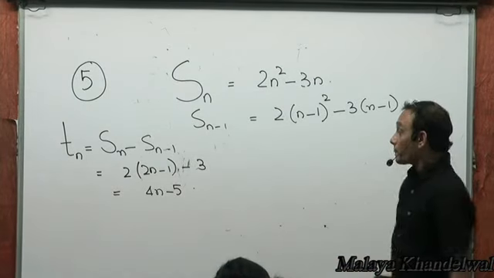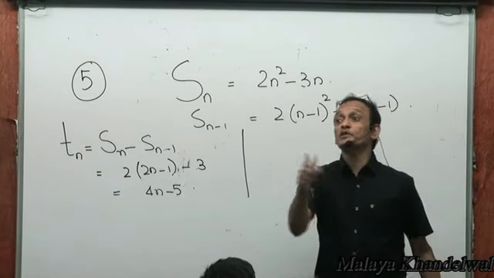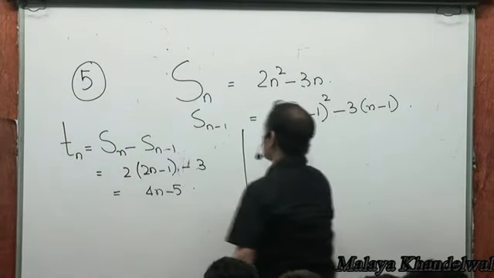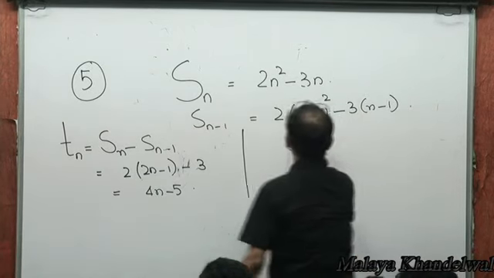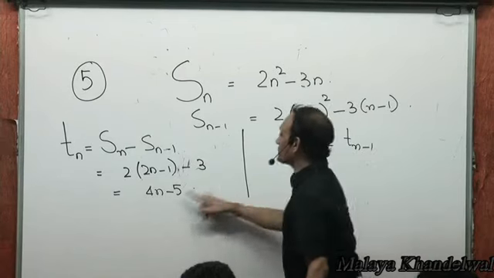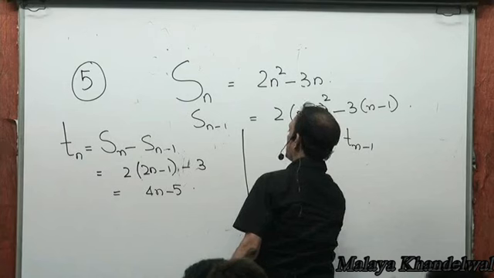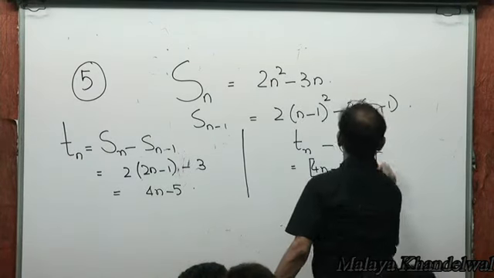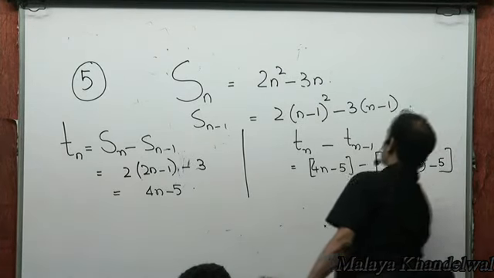Right? Now, let me look at the difference between consecutive terms. Let me look at the difference between the nth term and the n minus 1 term. How do you obtain the n minus 1 term? Replace n by n minus 1. So, the nth term very clearly is 4n minus 5 minus 4 into n minus 1 minus 5. That makes it 4.